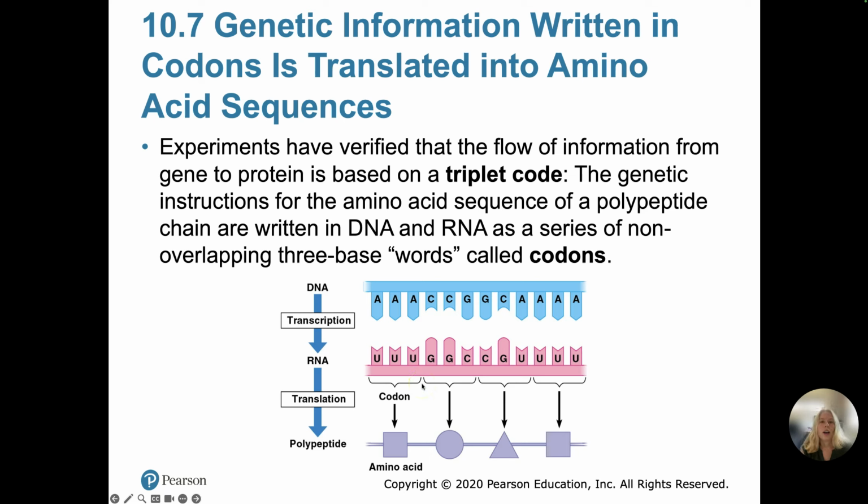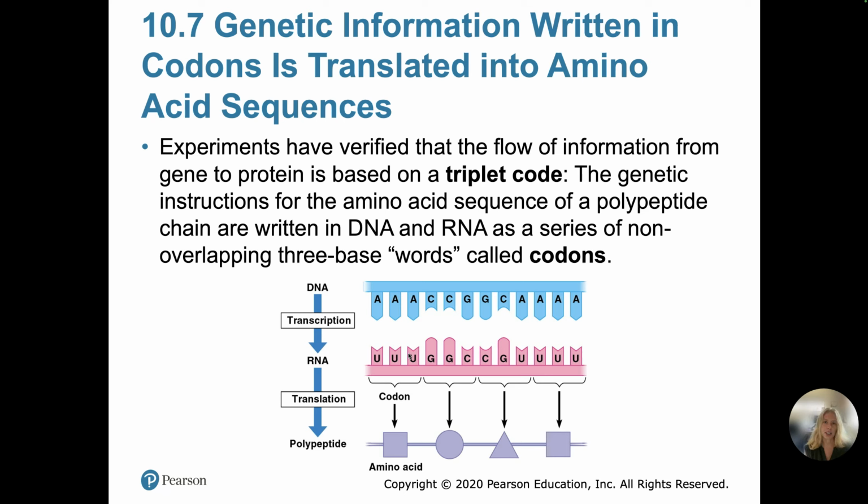It took researchers a while to figure this out, but if one nucleotide coded for one amino acid, there would only be 4 possible amino acids. So we knew it couldn't be one. If 2 nucleotides coded for one amino acid, that would only give us 16 possible amino acids. And we know that there are 20 different amino acids. So researchers were able to determine that it is a triplet code, so 3 nucleotide bases code for one amino acid, which gives us more than 20 possibilities.